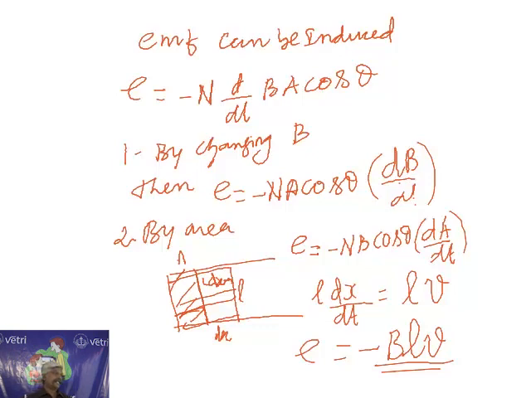Why does velocity come in? This problem comes up a lot with the wings of an aeroplane. The distance between the two wings is given, which means the value L is given. The speed of the aeroplane is called V. If we know B, L and V, we have to multiply all three, and automatically we get the EMF. That is also possible. You have to understand it. E is equal to minus BLV.